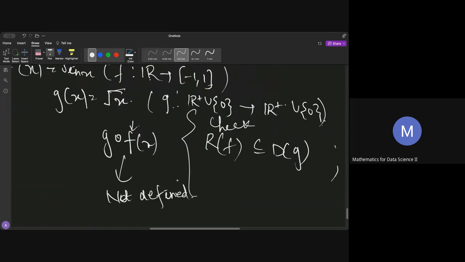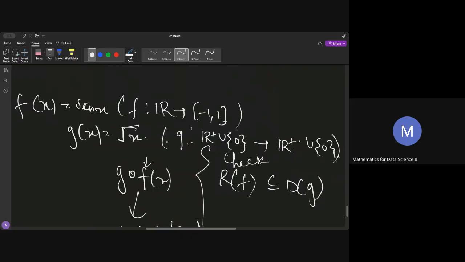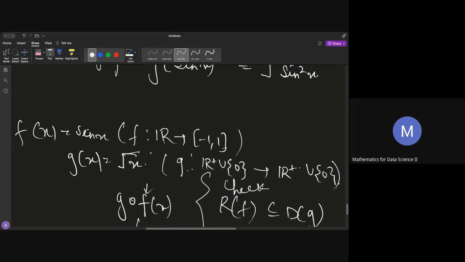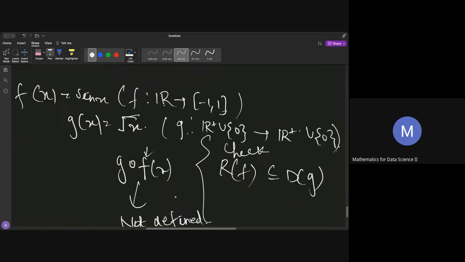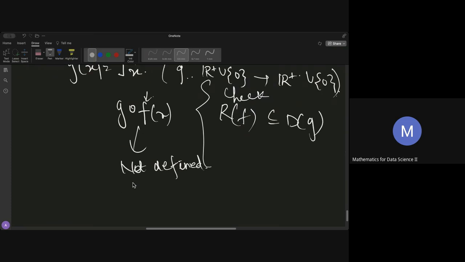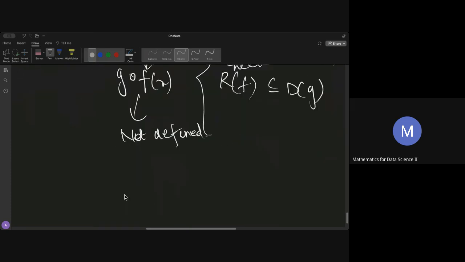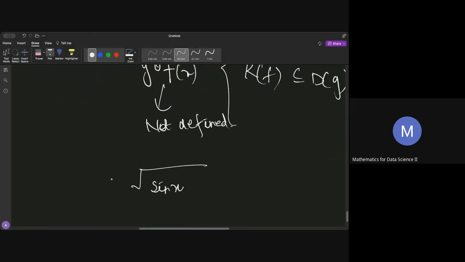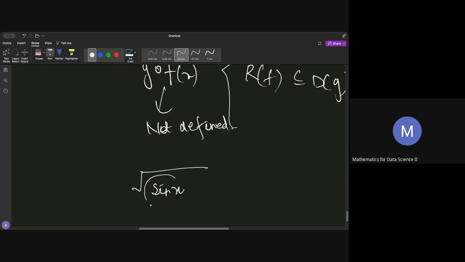Now, can I do something? Can I alter the range or something here such that this composition becomes valid? I want this composition to be valid by altering the range and domain of f and G. Range, domain, codomain. Do you think we can alter something here to make this composition valid? I want this thing, square root of sin x. That's the composition, right? My only problem is that sin x does take negative values. That's why this composition is not valid.